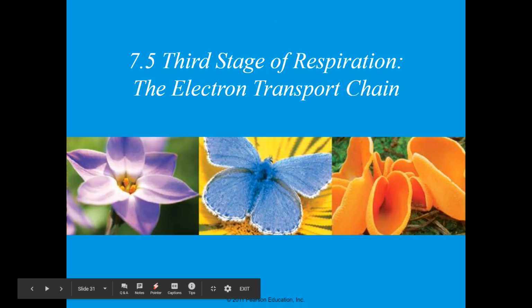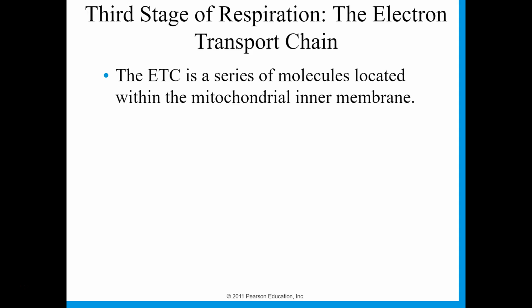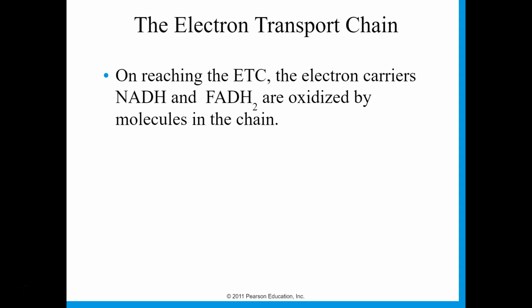The final stage of respiration, or using glucose to create energy for the cell, is the electron transport chain. The electron transport chain is a series of molecules located within the mitochondrial inner membrane. Mitochondria actually have an outer membrane and an inner membrane. It's an organelle that is membrane bound, and it has another membrane inside of it. There are two membranes within this mitochondria.